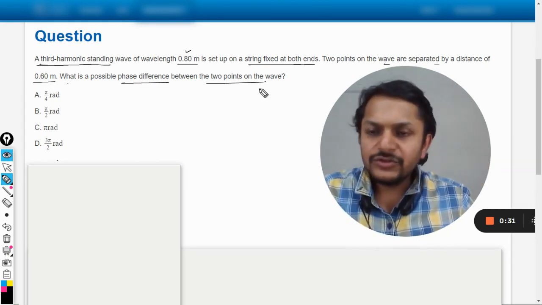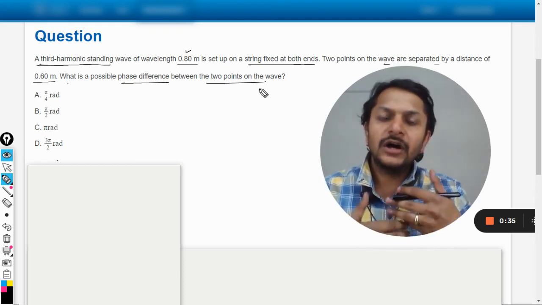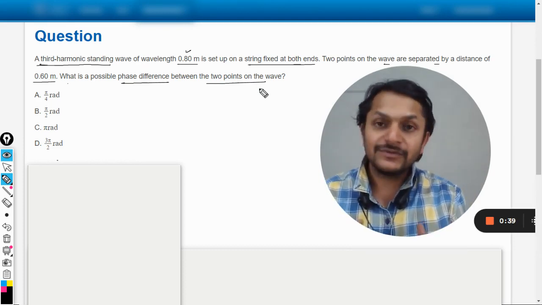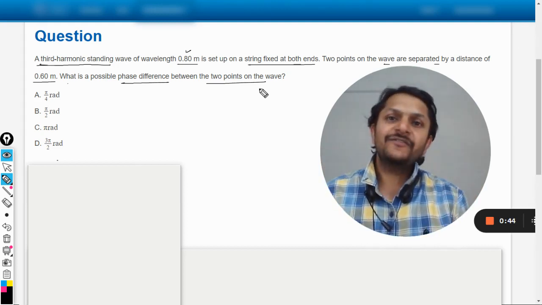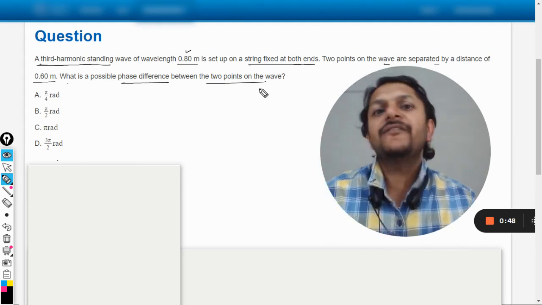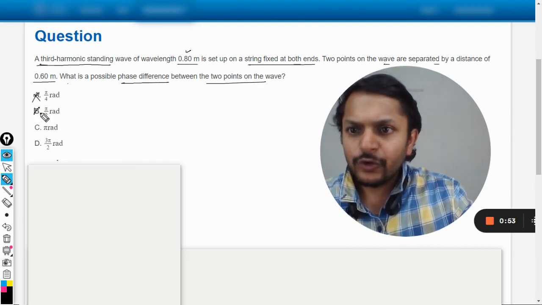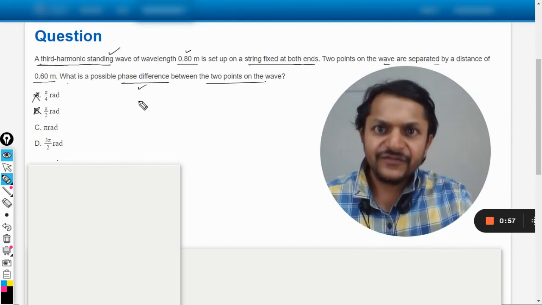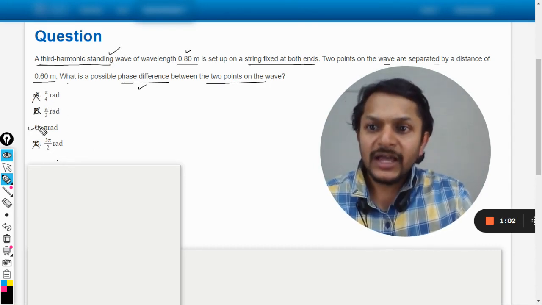Okay, so my dear students, first of all, I would like to again specify this property of a standing wave. What is it? That two points on a standing wave either have zero phase difference or a pi phase difference. One thing is clear, there is no scope of pi by 4 or pi by 2. Whenever they're talking about a standing wave and phase difference, you see here even D is wrong and the answer is C.